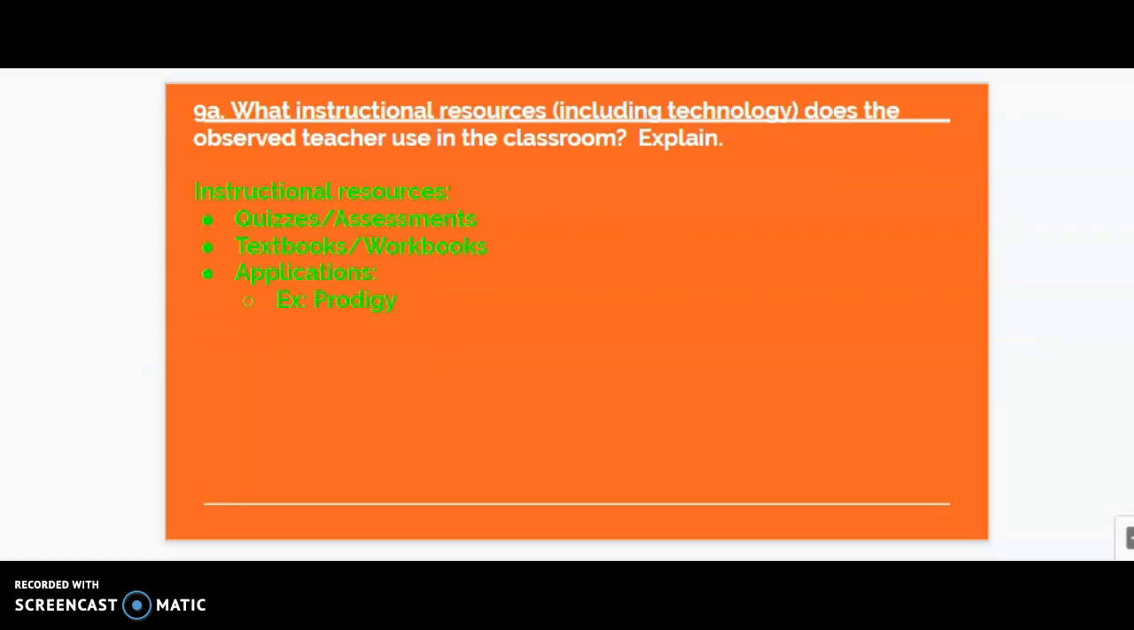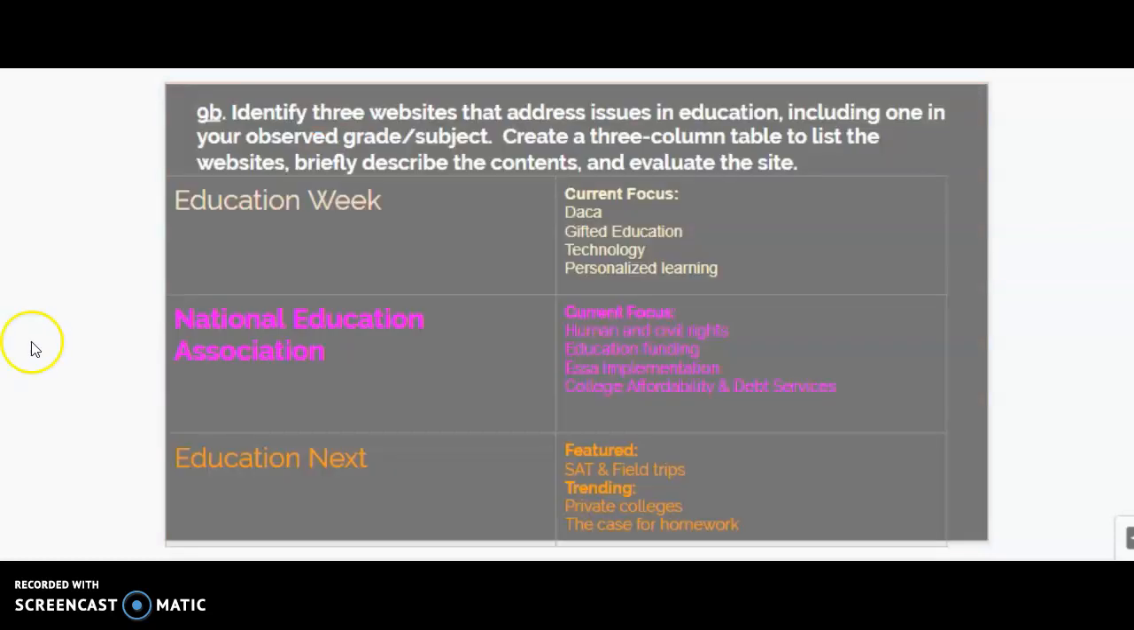Instructional resources are quizzes, assessments, and exams, textbooks, workbooks. The textbooks and workbooks aren't used as much as the laptops. There's applications such as Prodigy that the students seem to enjoy.